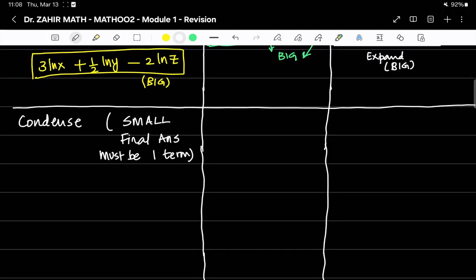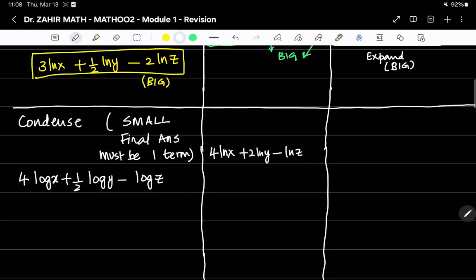So let's go to the first question. We put expand and condense together here. The first question: 4 log x plus half log y minus log z. The second question: 4 ln x plus 2 ln y minus ln z. I told you log and ln are both the same. The third question: 5 ln x plus half ln y minus 3 ln z.